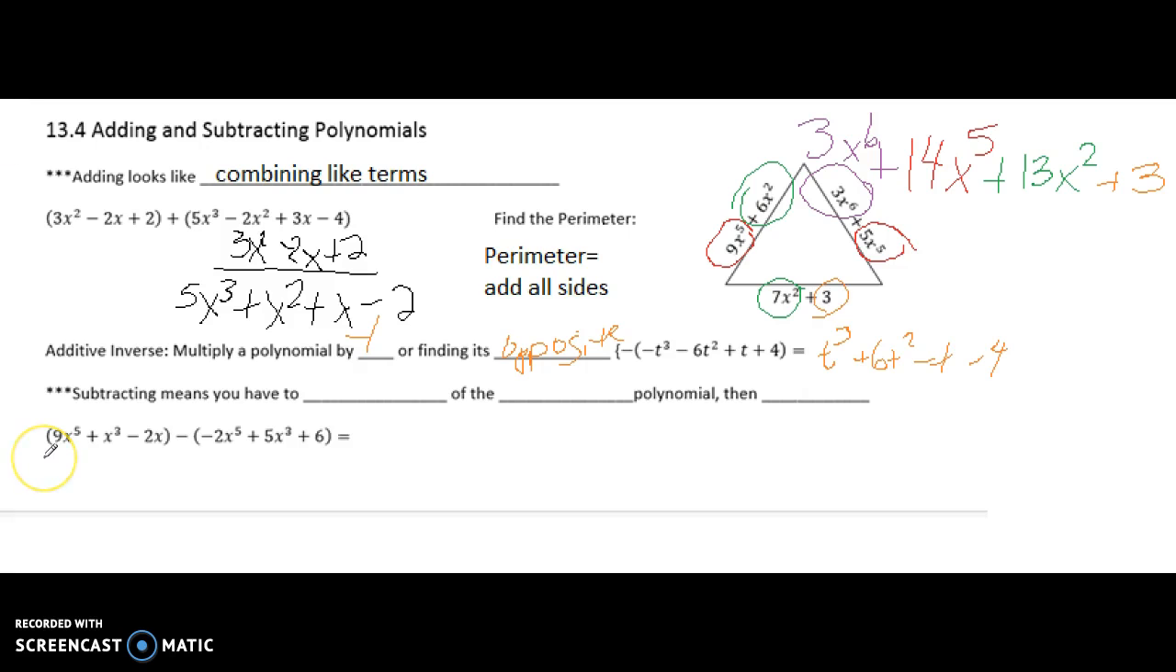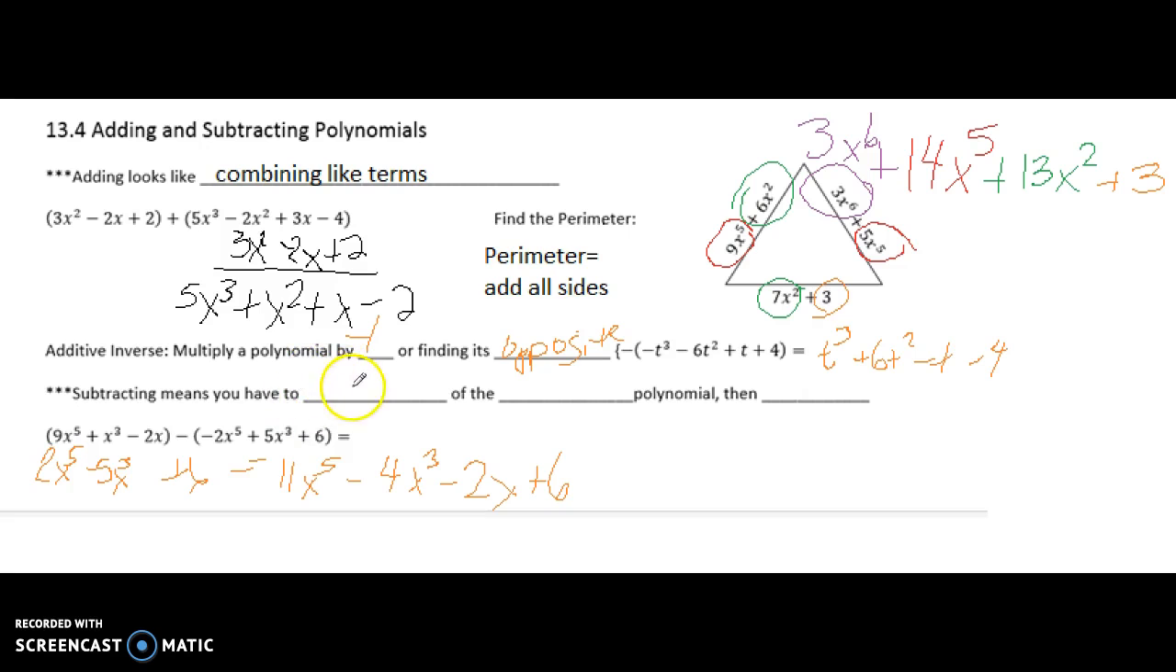Let's try that again. 2x to the 5th, and then a minus 5x cubed, and then plus 6. So I left the empty space there just because I didn't have any x's to line up there. So then I'm going to add my like terms, and I get 11x to the 5th minus 4x cubed minus 2x, didn't have anything to subtract from it, and plus 6.